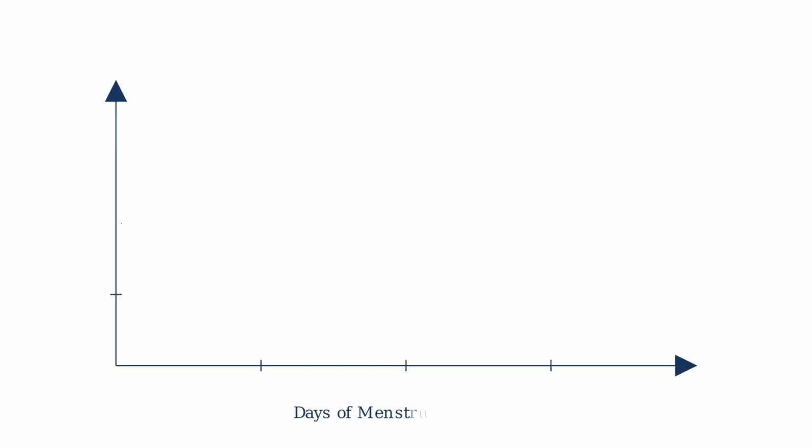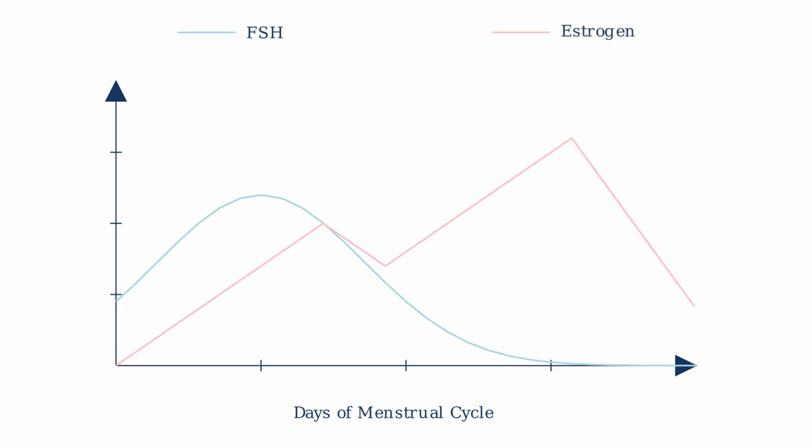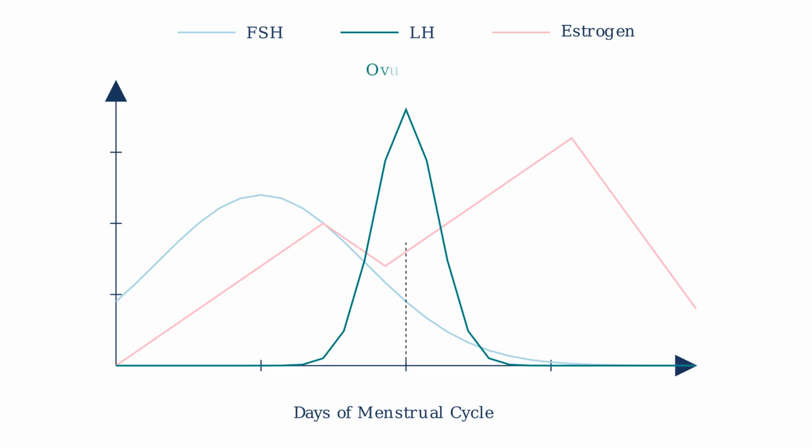Throughout the menstrual cycle, hormone levels change in a predictable pattern. FSH rises early in the cycle, stimulating follicle development. Estrogen rises gradually as the follicle grows, providing negative feedback to the pituitary. When estrogen reaches a critical level, it triggers a surge in LH around day 14. This LH surge causes ovulation, the release of the mature egg from the follicle.